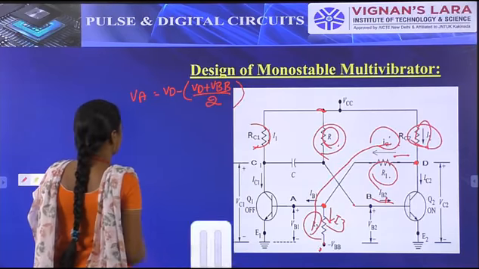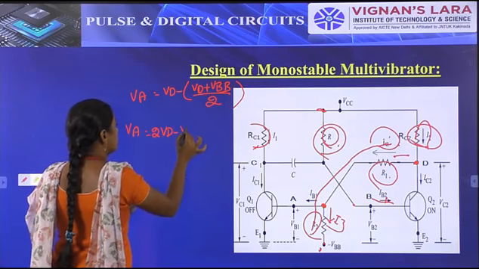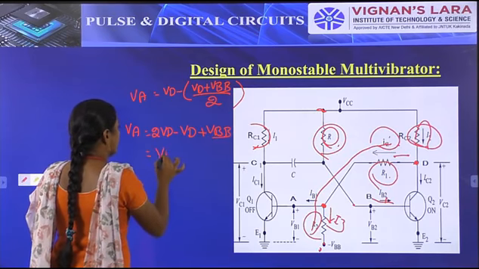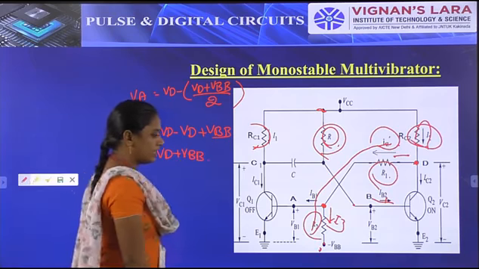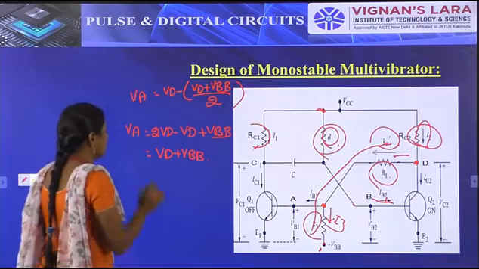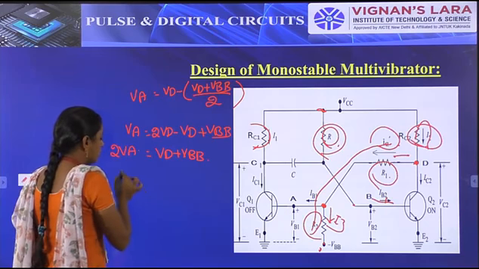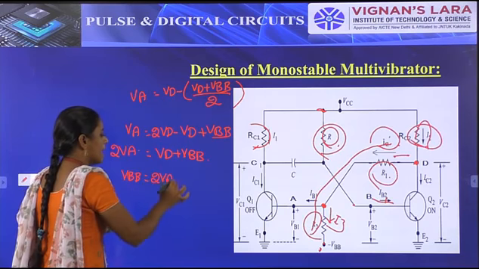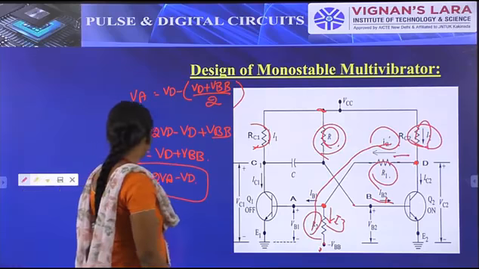Then what is the equation here? Simply VA becomes (2VD minus VD minus VBB) by 2, that is, VA is (VD minus VBB) by 2. So this 2 goes to the other side, and we know that VBB is equal to 2VA minus VD. This is the finding of the VBB voltage.